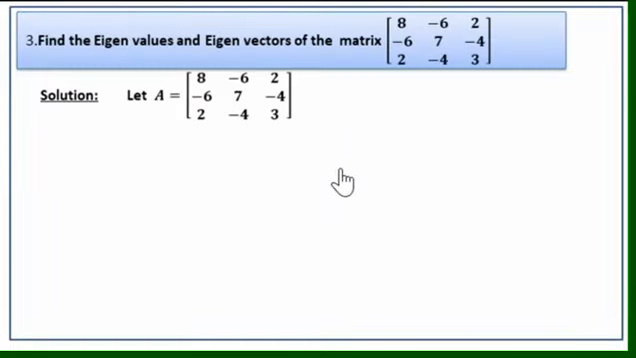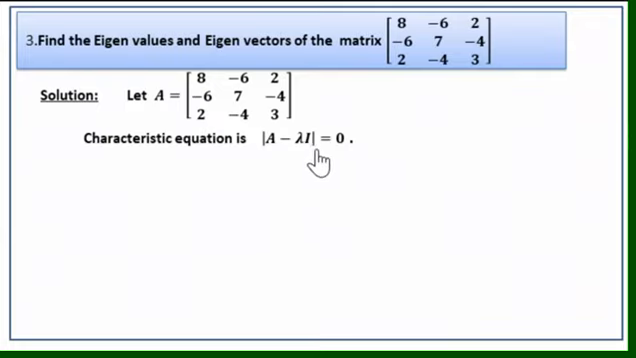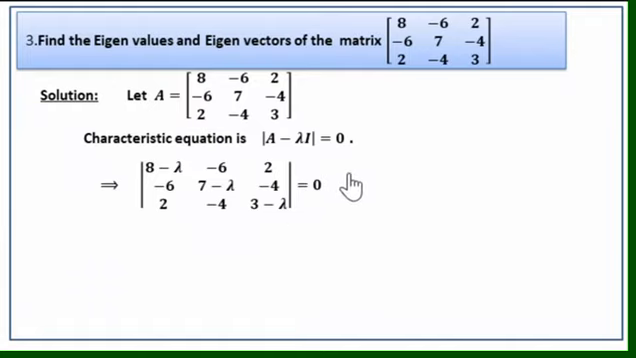Next question. Find the eigenvalues and eigenvectors of the matrix 8, minus 6, 2, minus 6, 7, minus 4, 2, minus 4, 3. Here again, first start with the characteristic equation. Find the determinant of A minus lambda I equal to 0. So the determinant of A minus lambda I: along the diagonal we write 8 minus lambda, 7 minus lambda, 3 minus lambda. Remaining entries write as it is, equate it to 0.